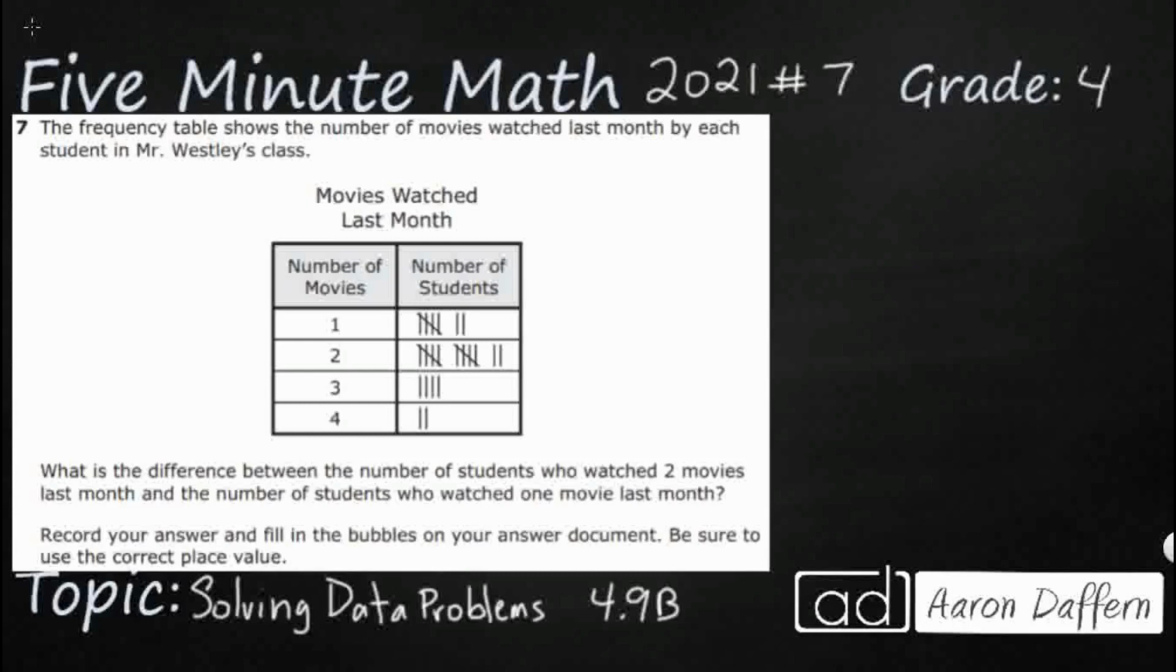Today we are looking at the 4th grade concept of solving data problems. This is standard 4.9b in the great state of Texas, and we are using item number 7 of the 2021 released STAAR test. If you have not done so already, please go ahead and take a moment to pause the video, work this problem out on your own, unpause it, and then we will look at our answers together.